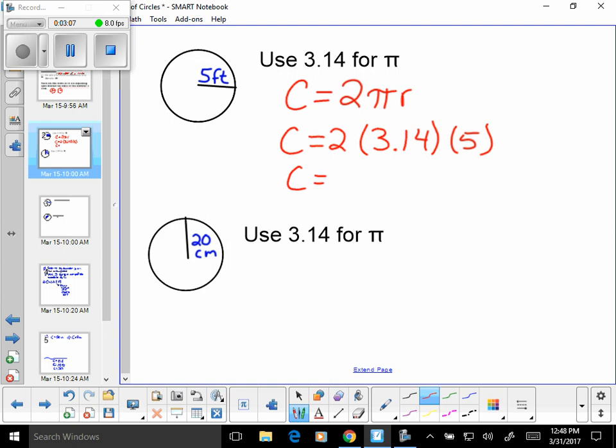Now, don't grab that calculator so fast. Remember, 2 times 5 is 10. You can do that. Remember, we can commute and move numbers around if we multiply. 2 times 5 is 10, and 10 times 3.14 is a shortcut. All you need to do is move your decimal point one place to the right. So our answer here is going to be 31.4 feet.